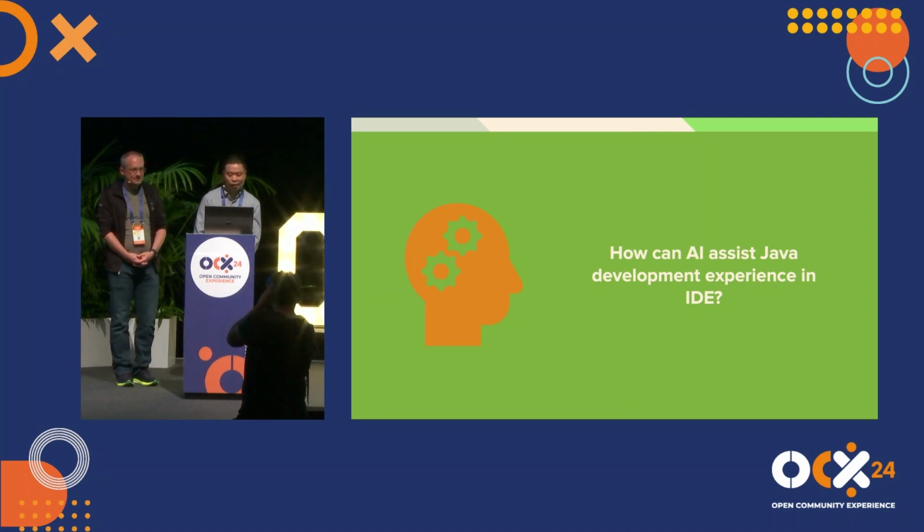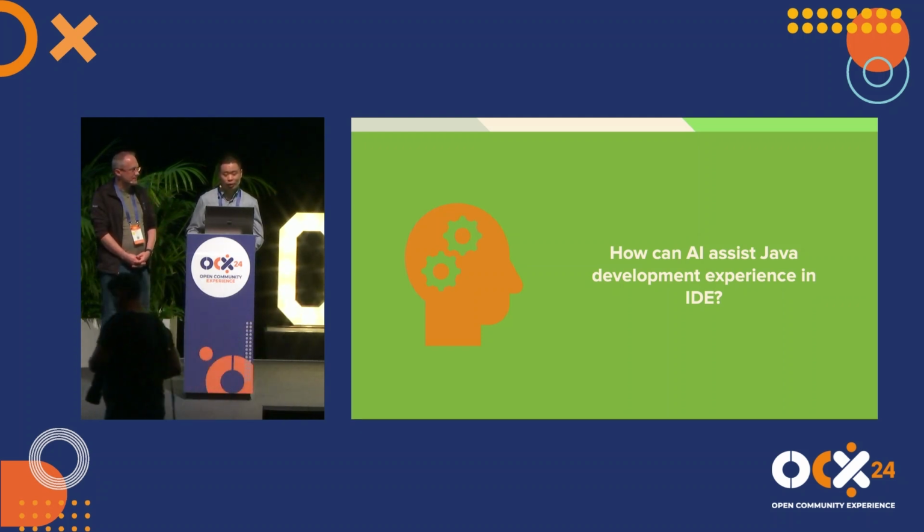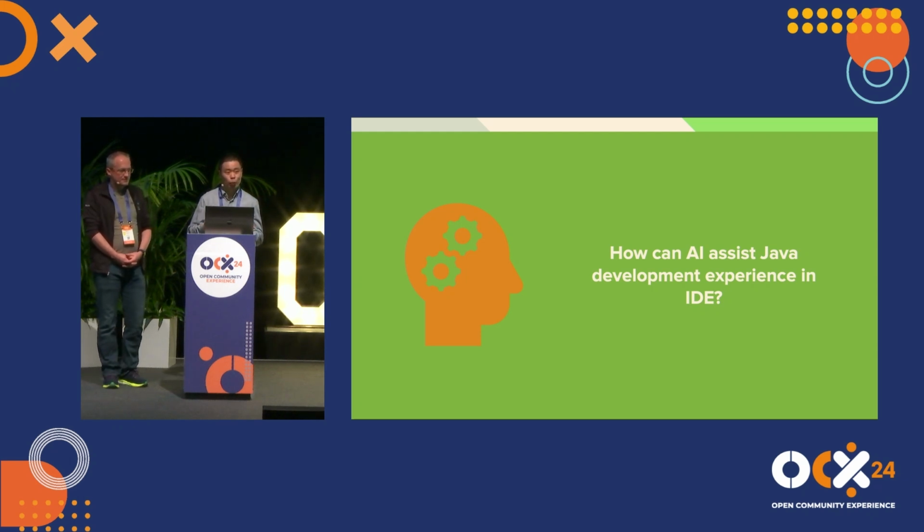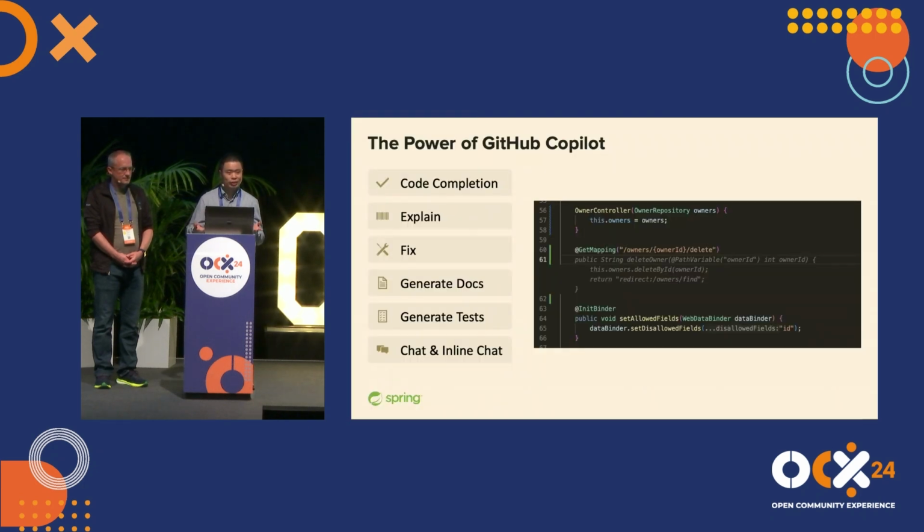Yeah, thank you, Martin. AI is now a very popular technology in the industry. As a Java language tooling developer, or as a Java user, we are always thinking about how we can leverage AI to improve our Java development experience in the IDE. So now I'm going to share a few use cases where we can leverage AI in the IDE. First, I will share the standard features provided by AI assistants like GitHub Copilot.